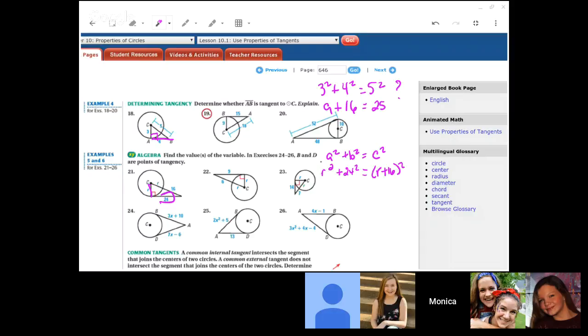No, now we have to actually solve for r. Because look, the problem wants you to find the value of the variable. So now you have to actually work those out. So r squared just stays r squared, okay? And then 24 squared becomes what? Okay, 576.